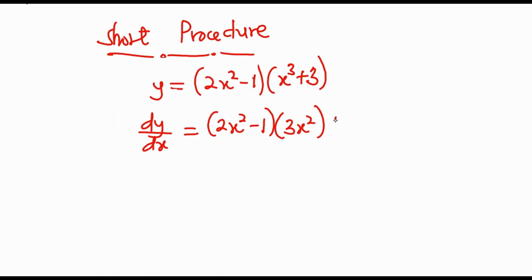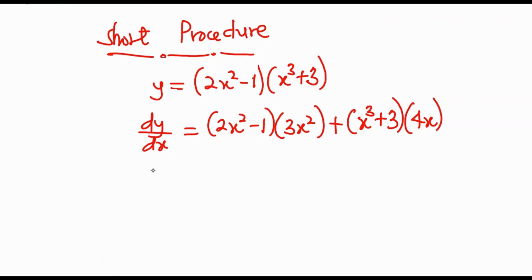Now when we are done, we add it to the next. You remember that in the first instance we maintained the first function. So in the second instance we are going to maintain the second function, that is x cubed plus 3 maintained, and then we differentiate the first function. Differentiating 2x squared minus 1 gives us 4x, so we multiply by that.